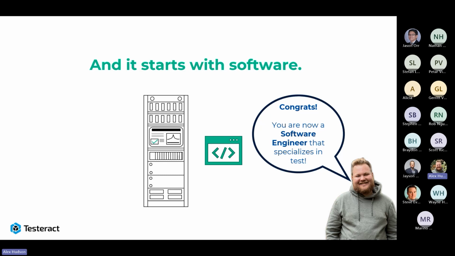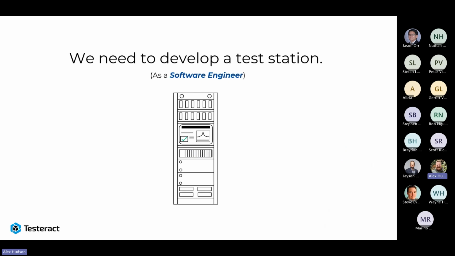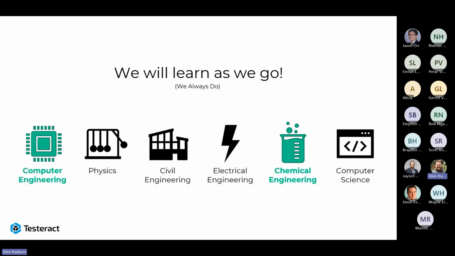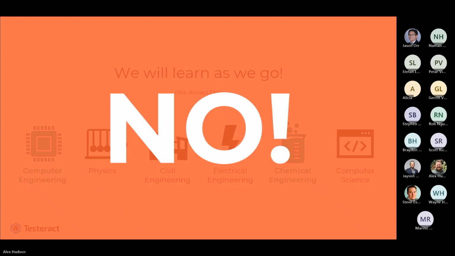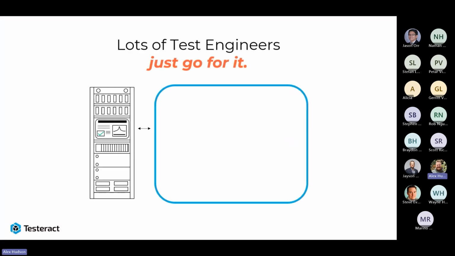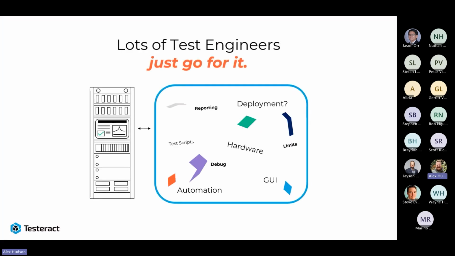So going back, we need to develop a test station, and this time as a software engineer. So we can take the approach of we learn as we go, but no, we're not going to do that. Lots of test engineers just go for it, and they learn as they go, and they make things better and better, and they iterate just like any good engineer. But they don't typically attack it with a plan. So they just kind of throw things together. It kind of turns into a jumbled mess.